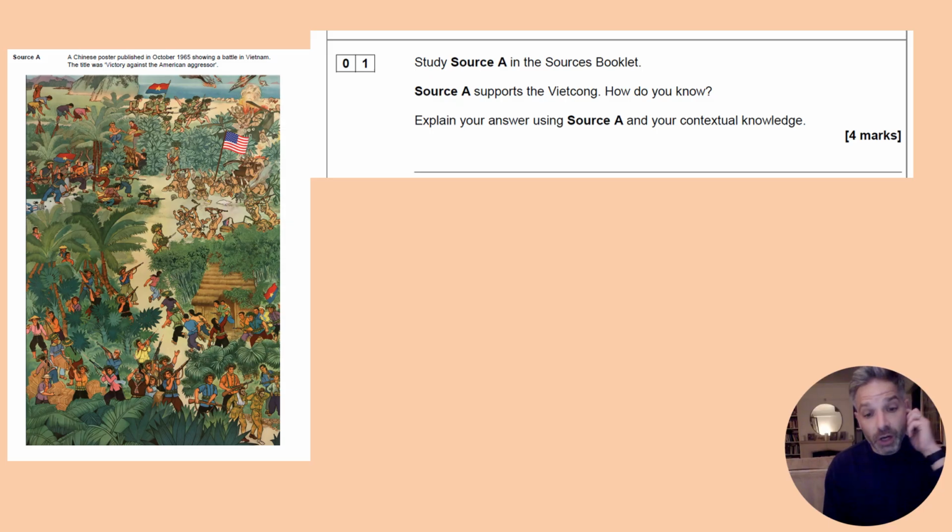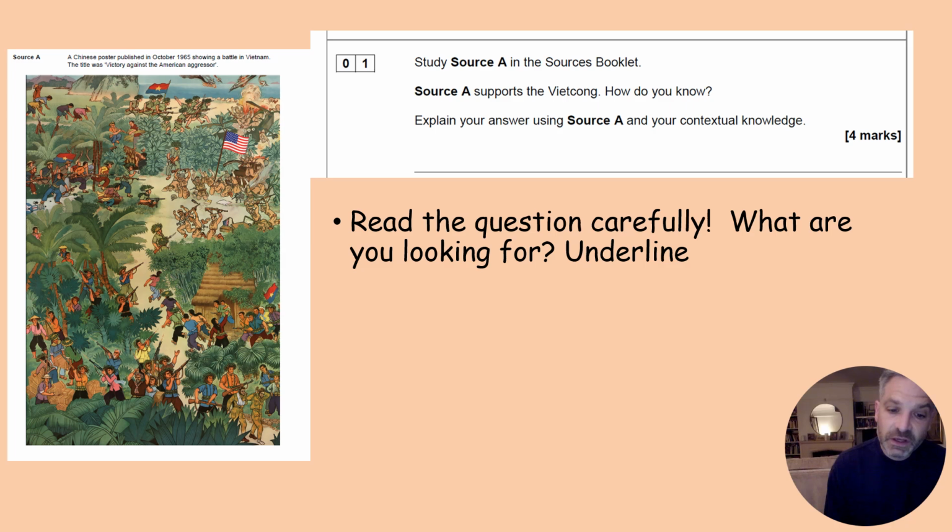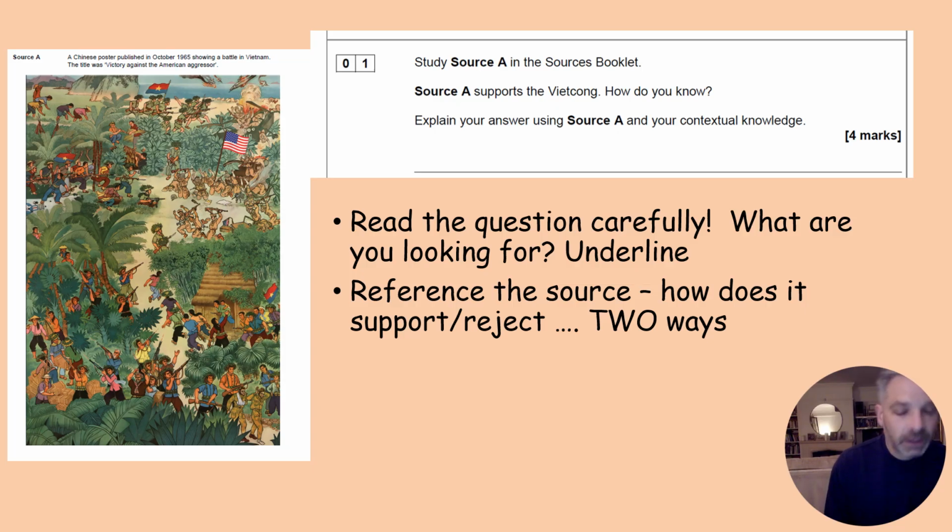How do you know? Now, relatively straightforward system for this. Read the question carefully, underline that last bit. It says supports, so that's the one thing, and then it says supports the Viet Cong. So you've got to be looking for things within that source that in this case support the Viet Cong. You must reference the source. I mean, in this case you can see Viet Cong soldiers forcing Americans to surrender. You can see them liberating villages.